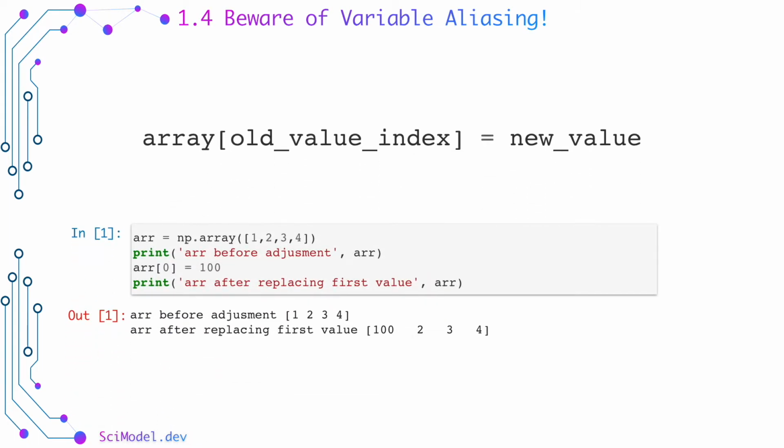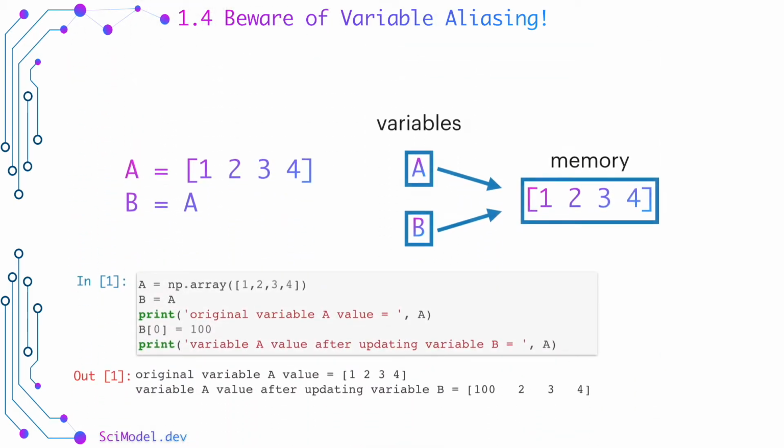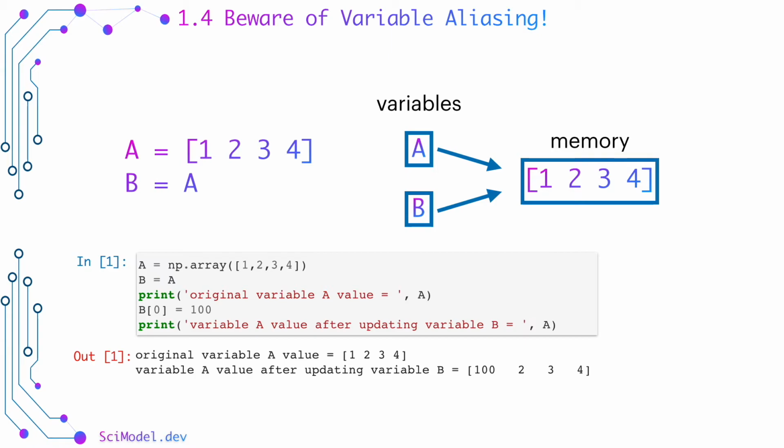Just like lists, dictionaries, and other data types, you can update a value in an array using this syntax. You will need the index of the old value to be replaced by a new value. However, you need to be careful when two variables are pointing to the same NumPy array. Just like lists and dictionaries, NumPy arrays suffer from the same aliasing issue, meaning that when two variables point to the same object, updating one variable will affect the other one that points to that same object. In this code example, notice the value of variable A before and after updating variable B.